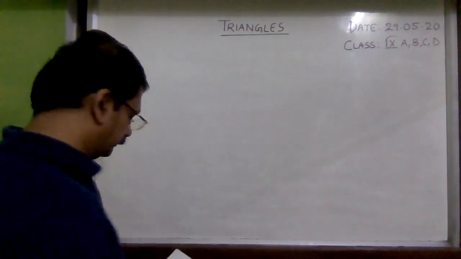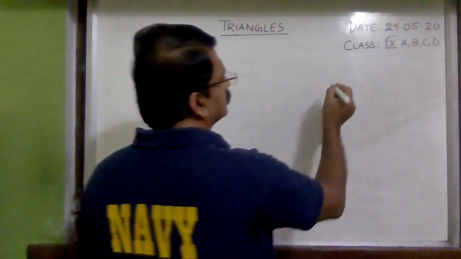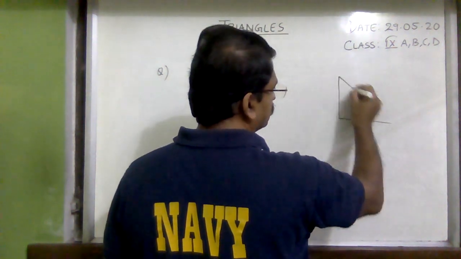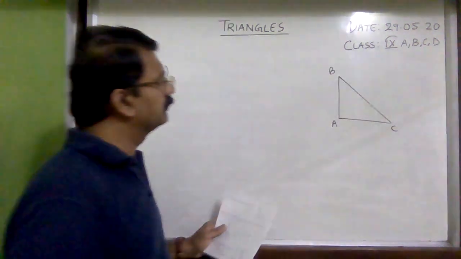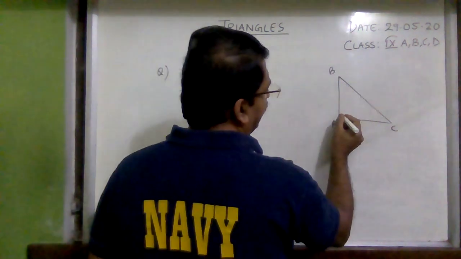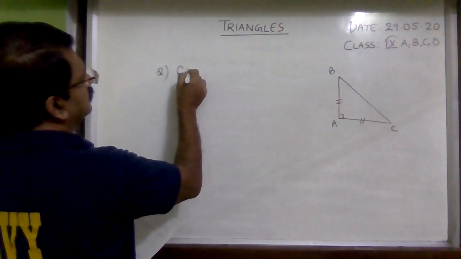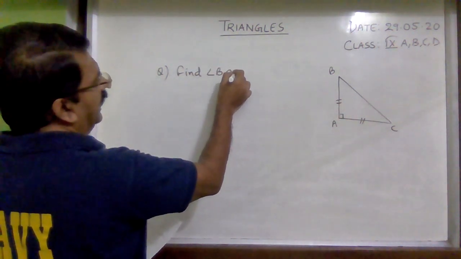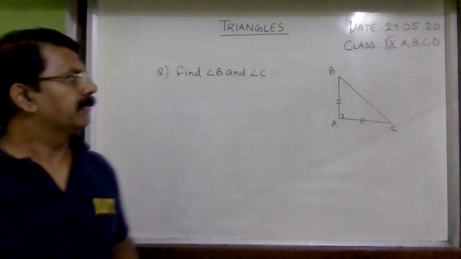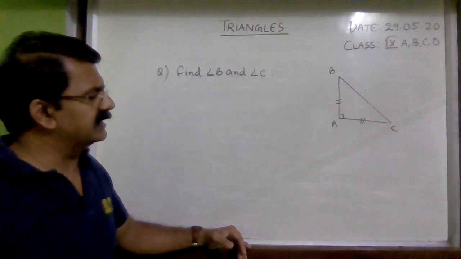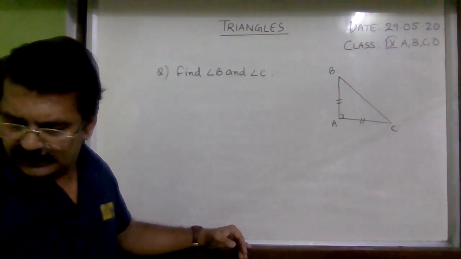Now the next question. In the next question, ABC is a triangle which is right angled at A, and it is given that AB is equal to AC. So find angle B and angle C. You have to find angle B and angle C. In this diagram, there is a triangle ABC in which angle A is 90 degrees, and it is given that AB is equal to AC.